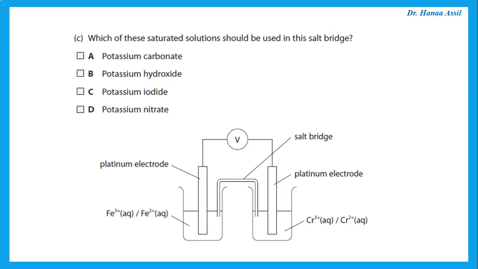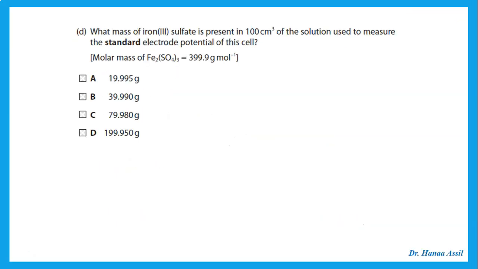Which of these saturated solutions should be used in the salt bridge? Remember, we said the salt bridge is an inverted U-tube that connects the solutions of both beakers, and it is usually a saturated solution of which of these? Of potassium nitrate. Remember that the others would either react or form a precipitate, and that is not a good choice. So the other ions in this case would react.